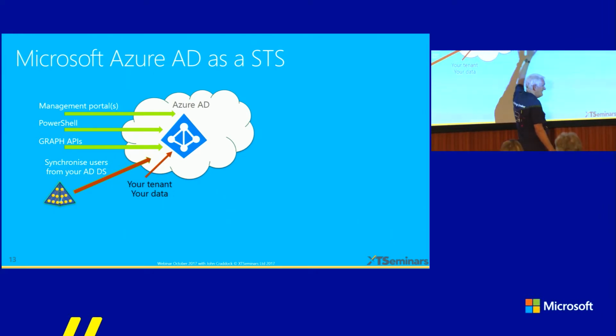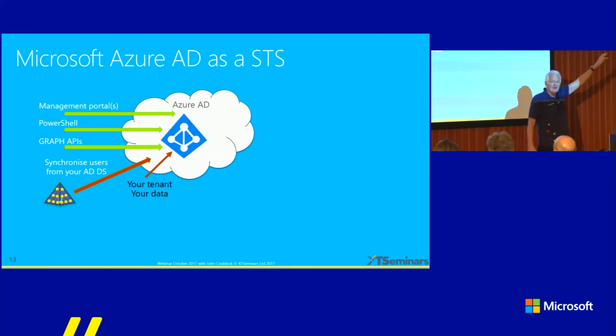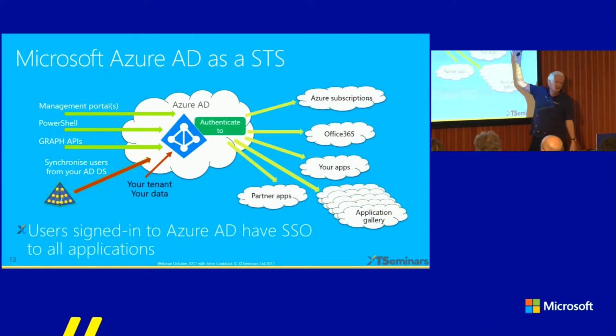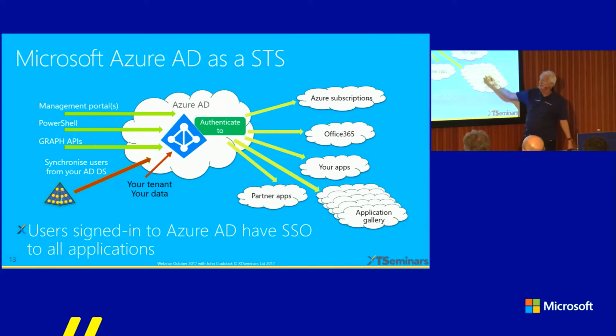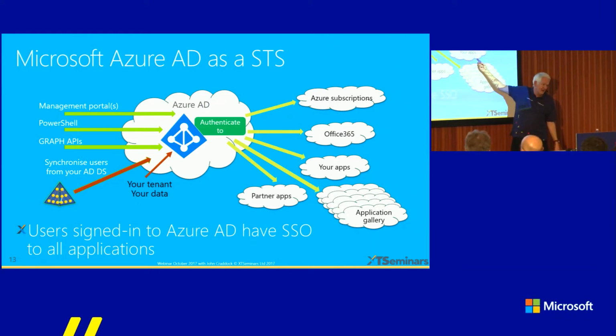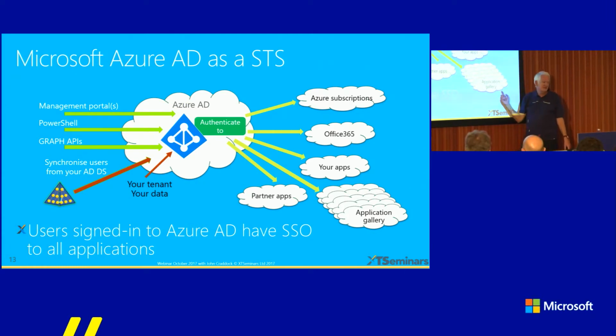Once you've got a user up there and the user can authenticate, you basically open them up to a completely new world of applications. So what applications? Your apps. You could have your own apps that you allow your users to gain access to. Office 365, the Azure subscription as well you can do. But Microsoft supply an application gallery, with, I don't know, 3,800 odd applications in.